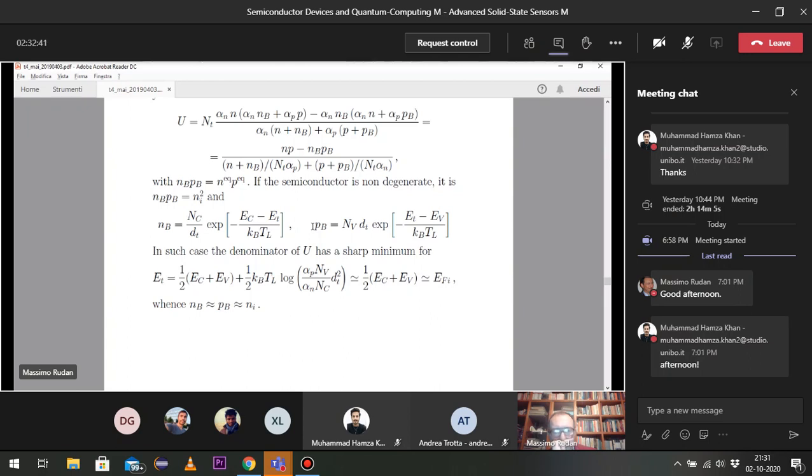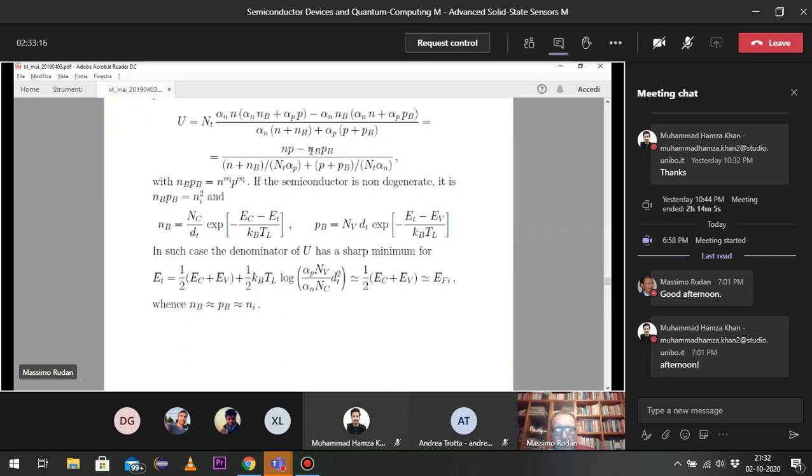Similarly, PB is equal to NV times dt times the exponential minus ET minus EV over KT. Okay, so at this point, if you look at the expression of U, remember, in the non-degenerate case, this product is equal to Ni squared. So it does not contain the energy of the trap anymore.